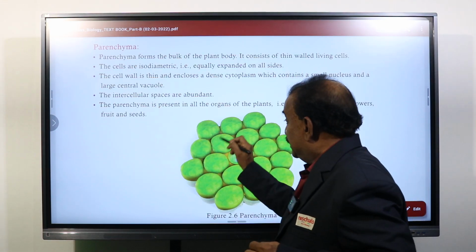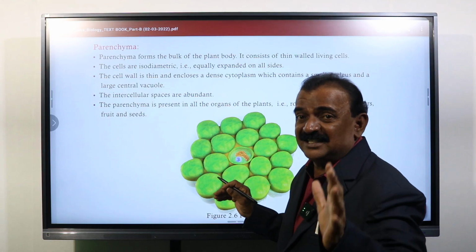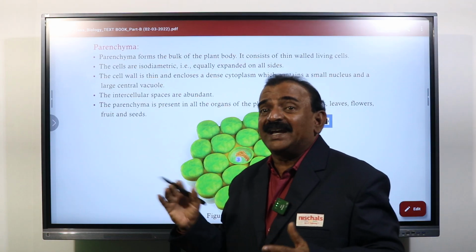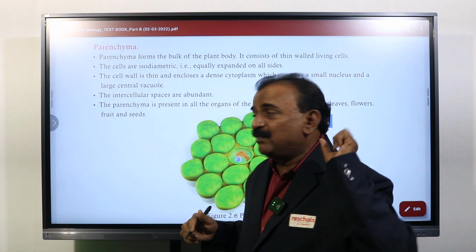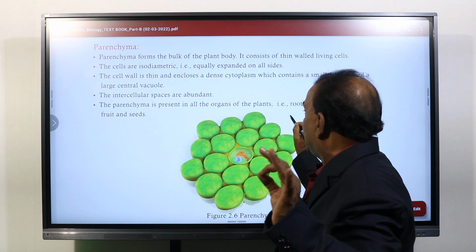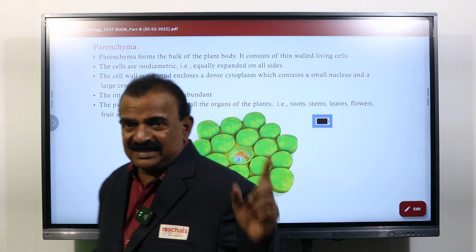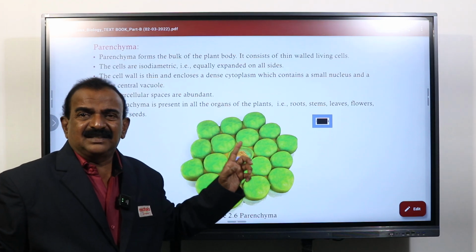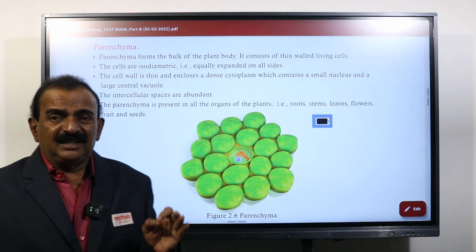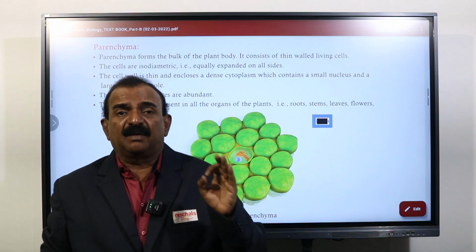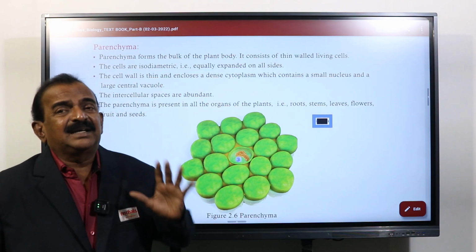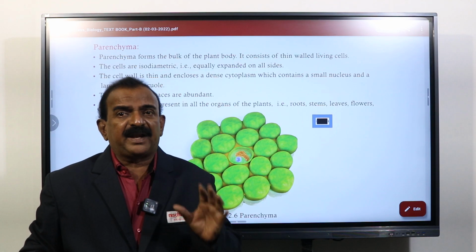And here abundant intercellular spaces are present, and these intercellular spaces are helpful for the entry of carbon dioxide into the plant body. And the parenchyma is present in all organs of plants. So there you see roots, stems, flowers, branches. All of these are called plant organs, and these plant organs have parenchyma tissue. So parenchyma tissue forms the bulk of the plant body. So that is a brief description about parenchyma tissue.